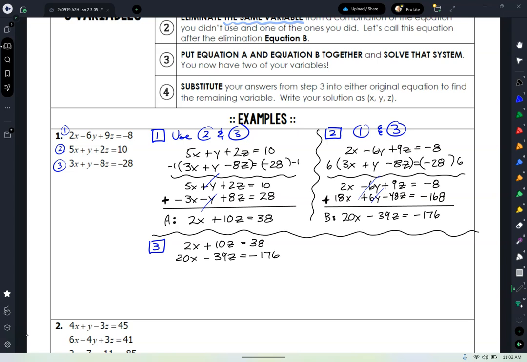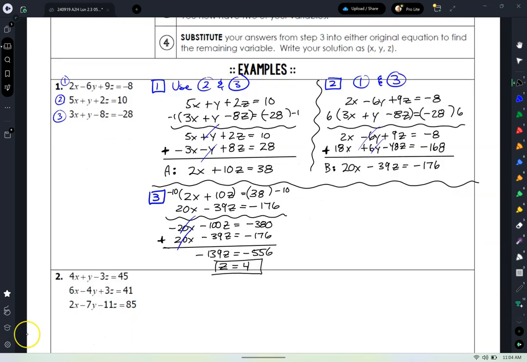Let's see what you do. You got here. And hopefully you saw the easiest way to do that was to multiply by negative 10, right? I mean, you could have done that a more complicated way, but I wouldn't recommend that. But you can.